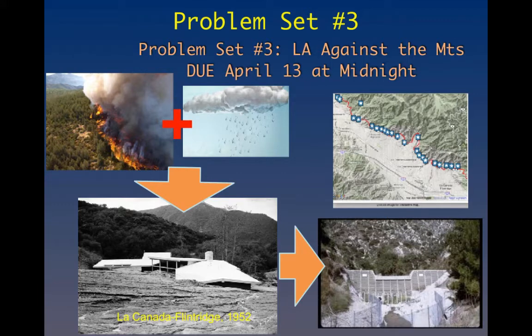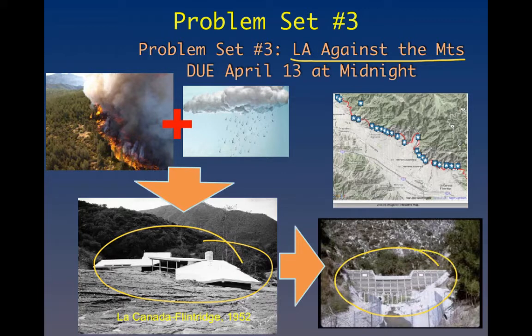And just a reminder, problem set number 3 is due next Thursday at midnight. It is posted in Moodle. I call it Los Angeles Against the Mountains. And it's all about the history of debris flows, such as this one that occurred up in La Cañada, about 20 miles away, of landslides in Los Angeles, and how we try to prevent them, primarily by the use of what we call debris dams along the front of the San Gabriel Mountains.